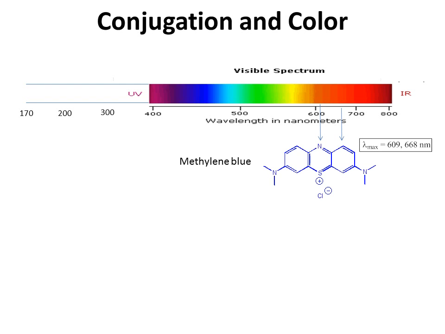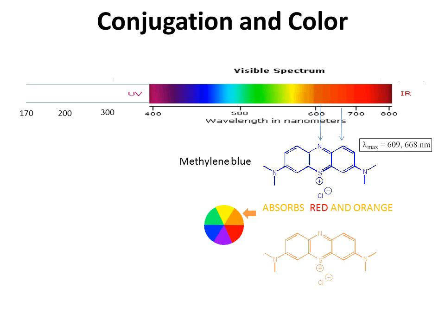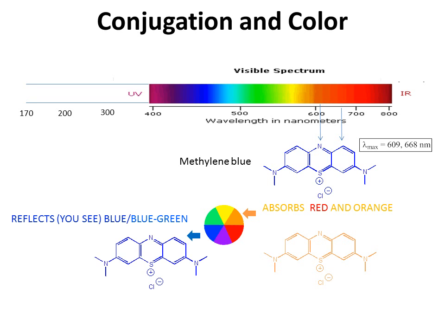Let's take a look at an example of another dye, one that's used to stain fat in tissue samples, methylene blue. With lambda max values of 609 and 668 nanometers, methylene blue absorbs in both the red and orange regions of the visible spectrum. Again, we have our color wheel. Methylene blue absorbs on the red and orange side of the color wheel. So the color that we see that's reflected at our eye should be a mixture of blue and blue-green.